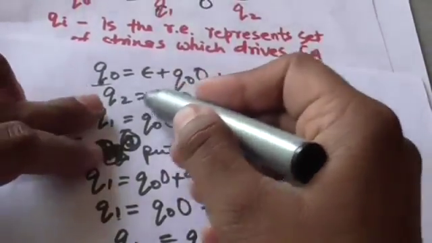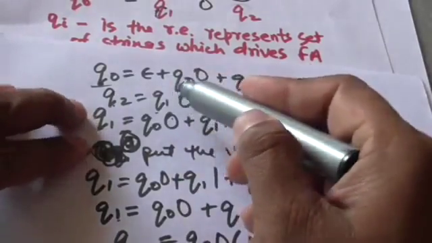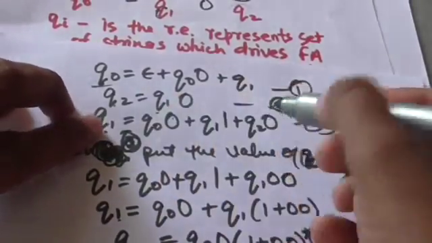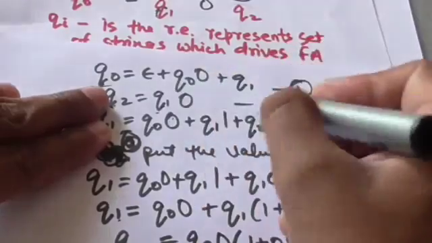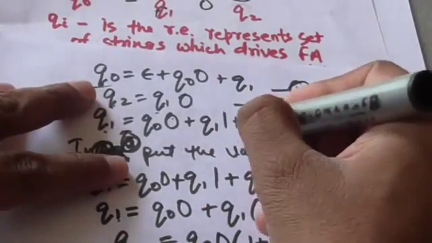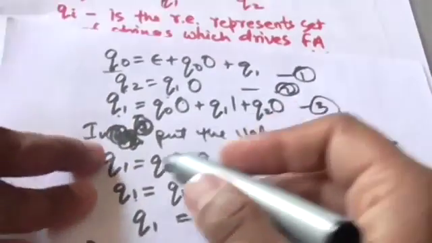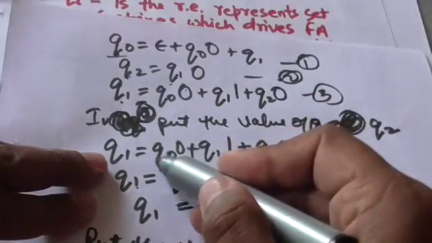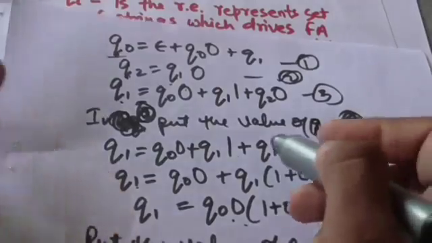First, see, Q2 equals Q1 0. So we will put the value of Q2 in the equation of Q1. When we replace Q2 in this equation by Q1 0, the equation will become Q1 equals Q0 0 plus Q1 1 plus Q1 0 0.